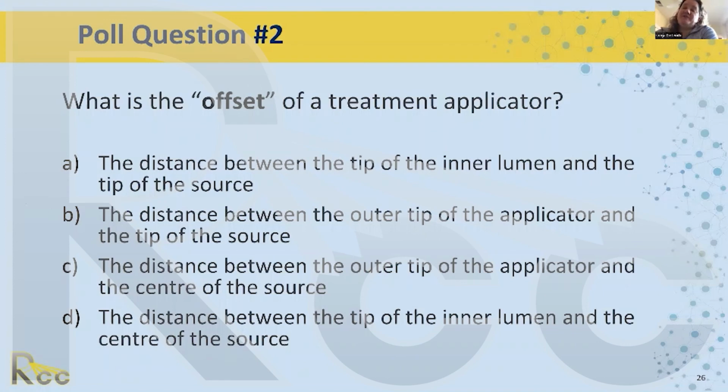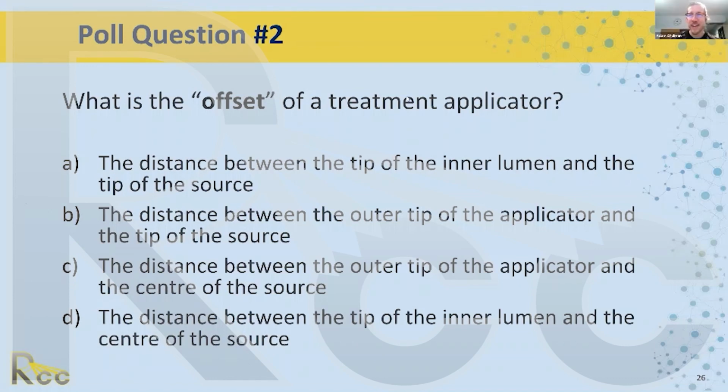That was a tricky one. You had to read it really carefully. So the offset is defined as the distance between the outer tip of the applicator and the center of the first source position, number C. And I think we'll share the slides with you. You can see that in one of the earlier slides, there's actually a drawing of what the offset means.